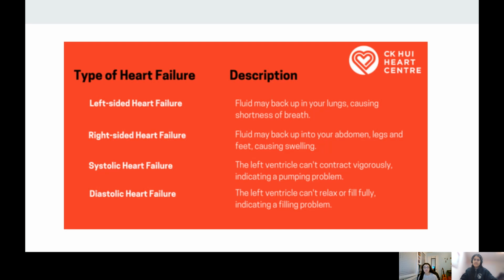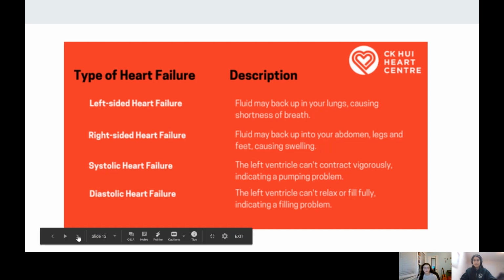And then for left-sided heart failure, there's two types. There's systolic heart failure, where the left ventricle cannot contract vigorously enough. And then there's diastolic heart failure, where the left ventricle is not relaxing fully. So that's a brief overview, but I'm going to get more into it to explain exactly what each of these words mean and why your heart is maybe struggling to pump out enough blood to your body.